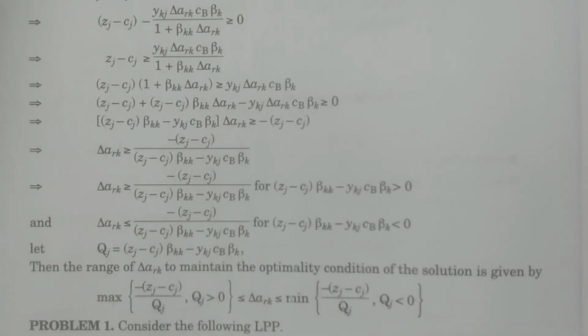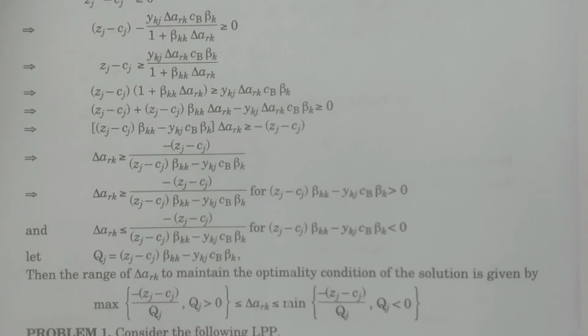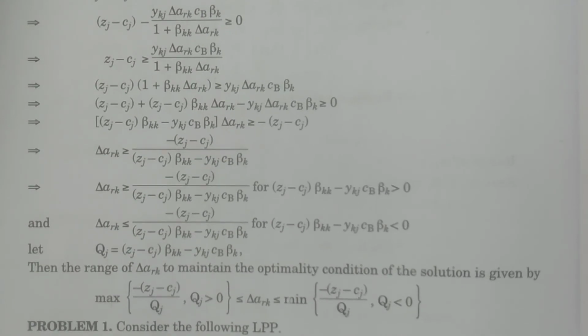To maintain the feasibility and optimality conditions, we have calculated and discussed the ranges of delta Ark in these two sessions. These are the two sessions I have explained, that is case 2. Case 2 is when Ak belongs to B, the basis matrix, in which we have considered Ark and delta Ark as the change, and there we calculated the range of delta Ark to maintain feasibility and optimality. I explained this in two separate classes. Hope you have understood. And case 1 I explained in another class.